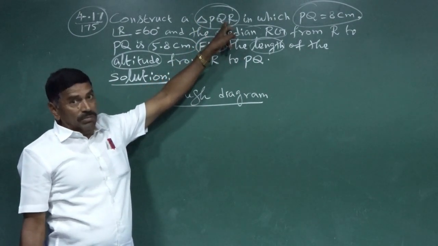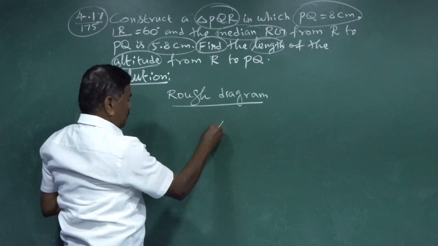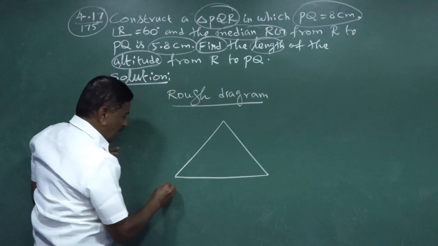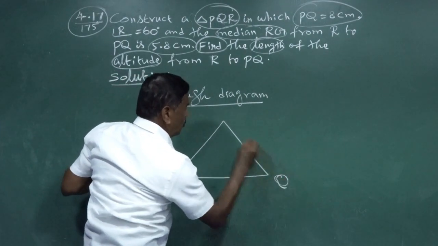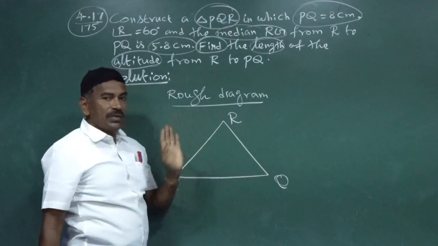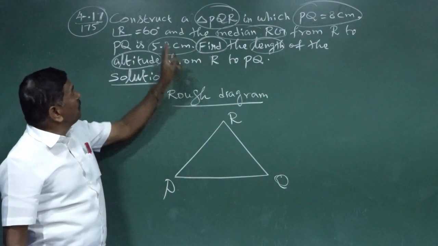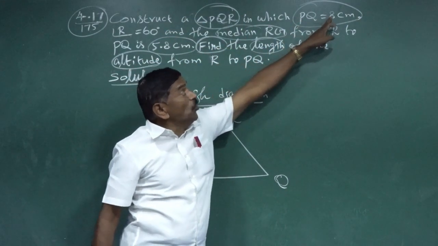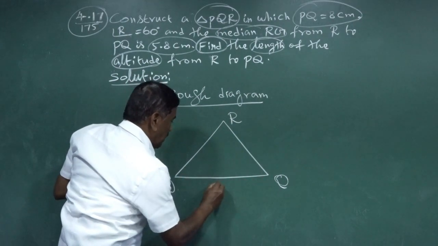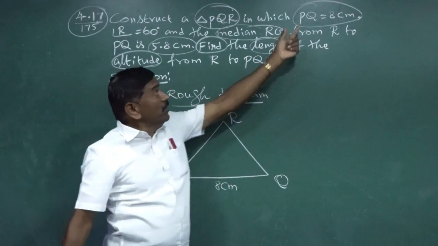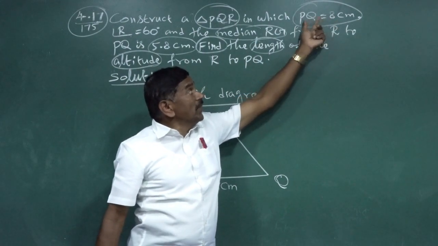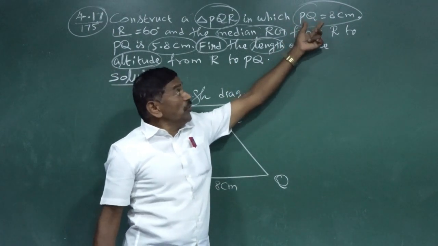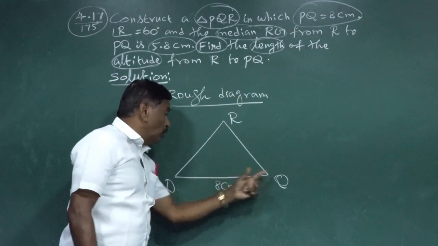Let us draw a triangle PQR. Okay. Next step. Construct a triangle PQR in which PQ equal to 8 centimeter. Here, the line segment PQ equal to 8 centimeter. Therefore, PQ must be the base. That is important. PQ must be the base.